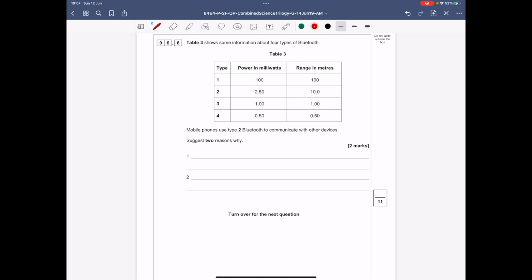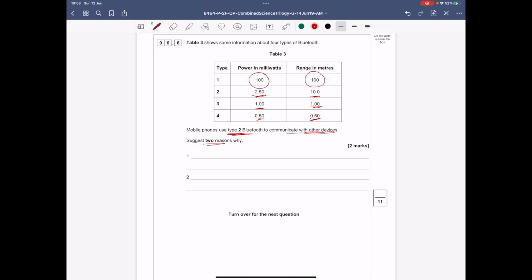Question 6.6, Table 3 shows information about 4 types of Bluetooth. Most mobile phones use Bluetooth Type 2 to communicate with other devices. Give 2 reasons why. So let's have a look at their power and the range in meters. Bluetooth Type 1 uses an awful lot of power and gives a range of 100 meters. Bluetooth Type 2 is much less power, but has a range of 10 meters. Type 3 and Type 4 use less power, but their range in meters is much smaller.